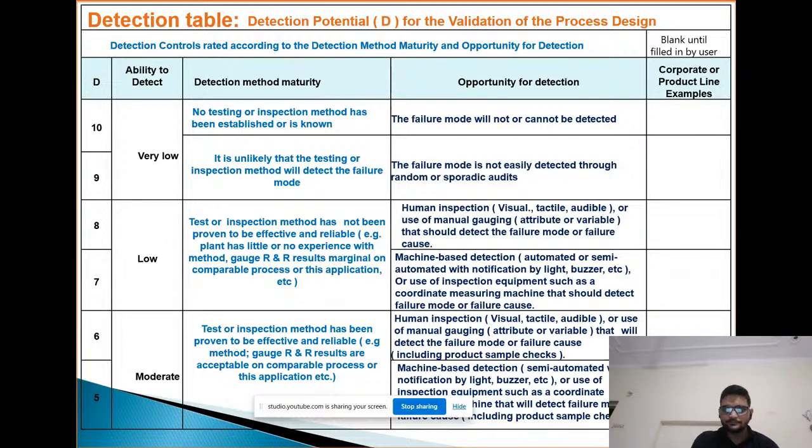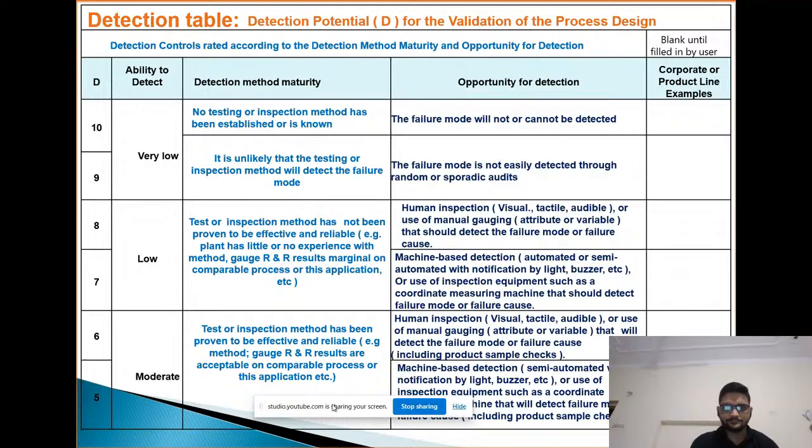Now, the opportunity for detection for rating 6 is human inspection, like visual, tactile, and audible, or use of manual gauging that will detect the failure mode or failure cause, including product sample check. Now, rating 5, detection rating 5.